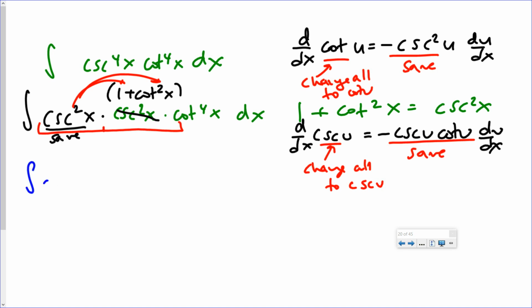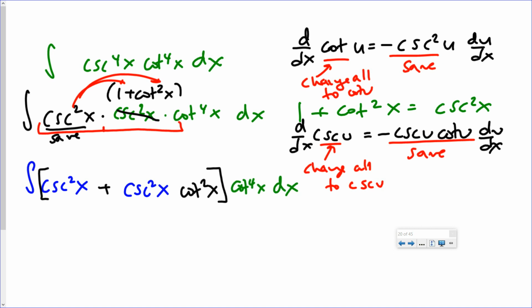So this is going to be, save a cosecant squared, and when I multiply, I just get cosecant squared. And then I'm going to add it with cosecant squared x times cotangent squared x. Once you distribute this, this becomes a family. Students have trouble with this algebra. This becomes a family, and we still have a cotangent 4x out here.